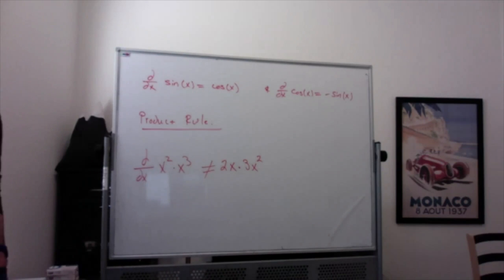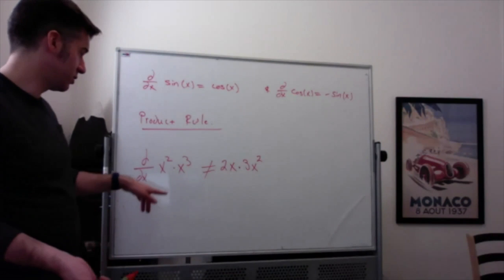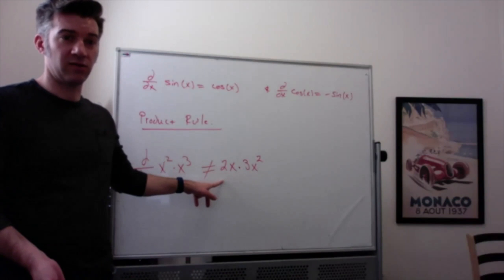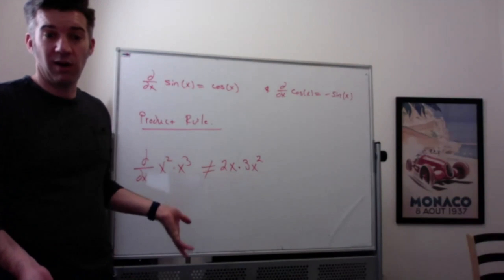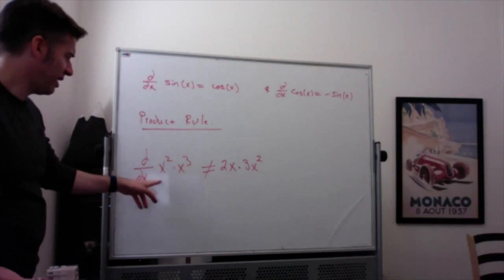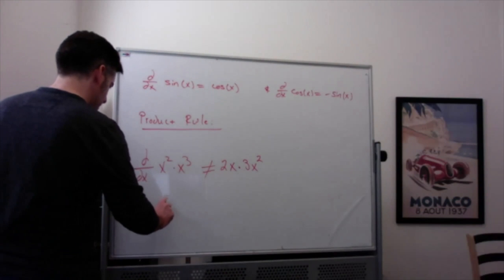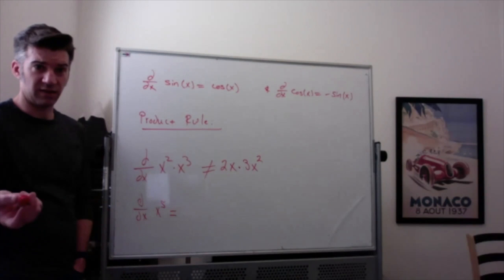I want to make this very, very clear: when you take the derivative of a product, you can't just differentiate each factor separately and multiply the results together. Why not? Because it doesn't work. x squared times x cubed is x to the fifth. And you guys do know the derivative of x to the fifth is what?